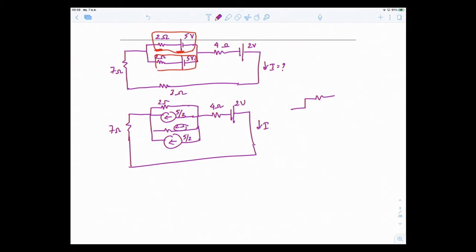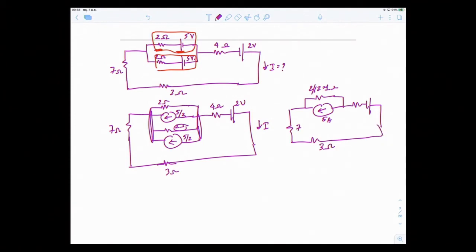The 2 ohms are also in parallel. So 2 parallel 2 is equal to 1 ohm. And 5 half added to 5 half becomes 5, so 5 amps. Then you have 3 ohms here. So the picture becomes like this. Now I see that I have a current source and 1 ohm in parallel.